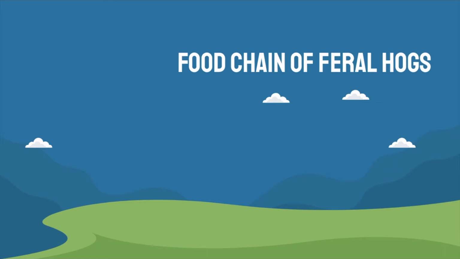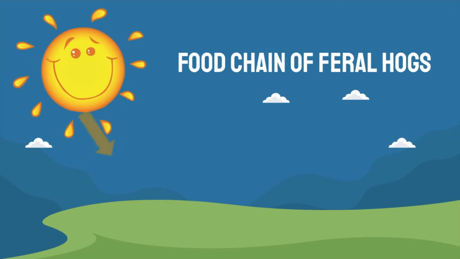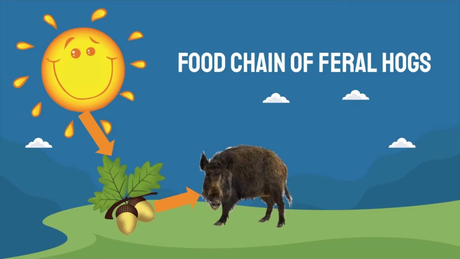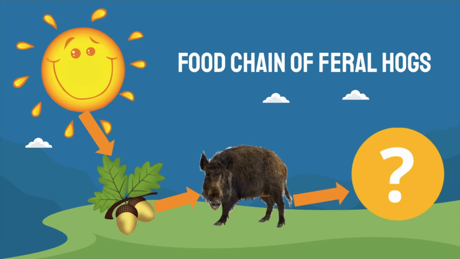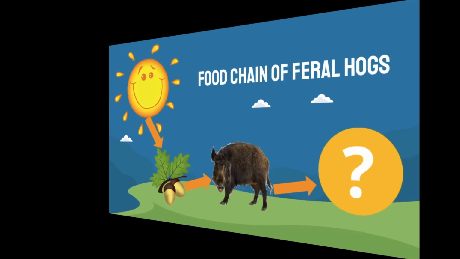So what is the food chain of feral hogs? All food chains begin with our sun, and we see that transfer of energy from the sun to producers, plants, in this case, an oak tree. And who loves the acorns on the oak tree? A feral hog. And we again see the transfer of energy. But who is the predator of the feral hog? He doesn't have one. We do see occasionally a mountain lion or a bear will eat a feral hog, but it's not enough to narrow down the percentage of the hog population.